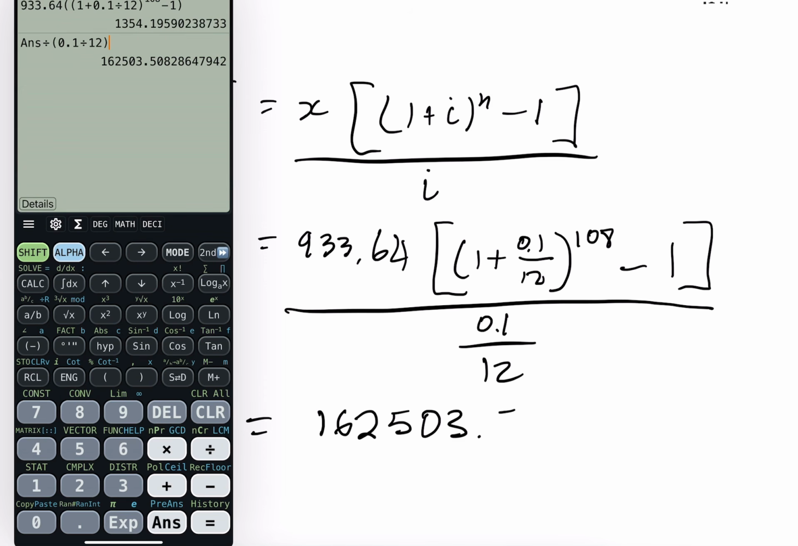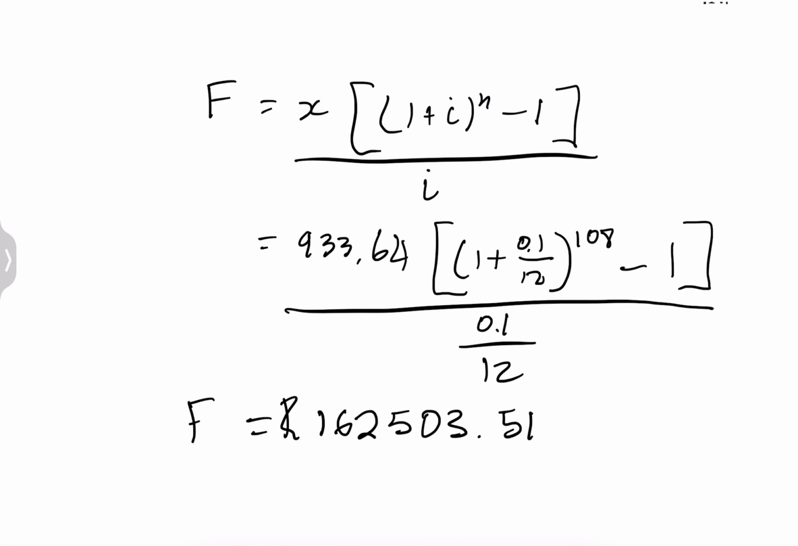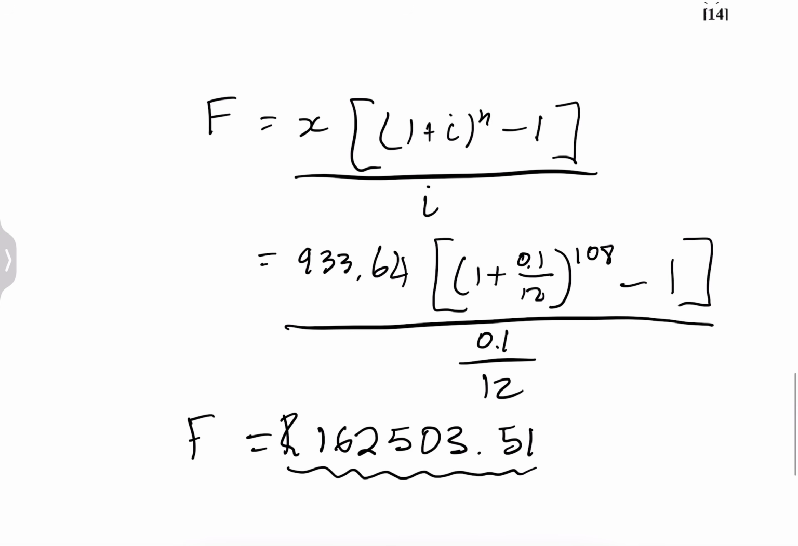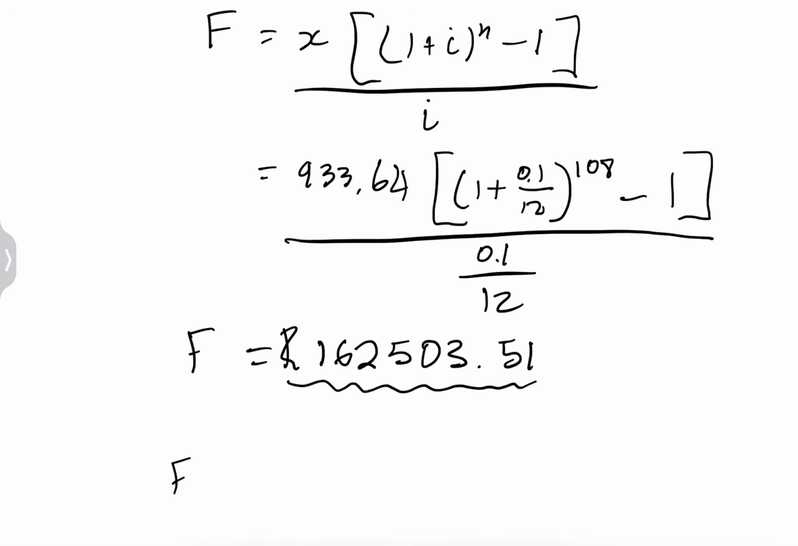I get an amount of 162,503 and 51 cents. It means that will be the amount that will have accumulated from the extra amount that she's paying in this case. As I did say, there is another way that you can do this. You can also calculate the future value from the 6,000 that she's paying, and the future value from the 5,066 that she's paying, and take the difference between the two. That would be another way. You can check that out and let me know if you do get the same answer.